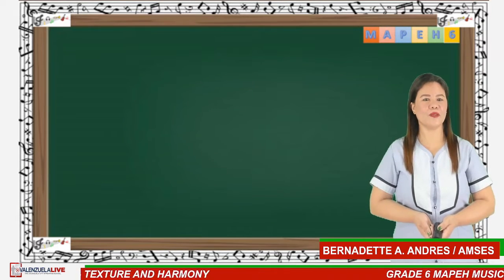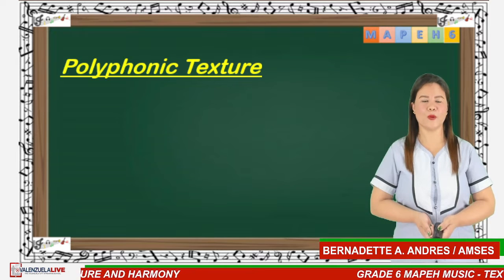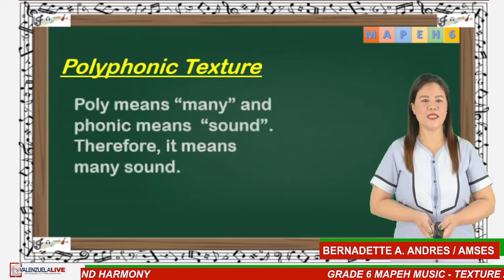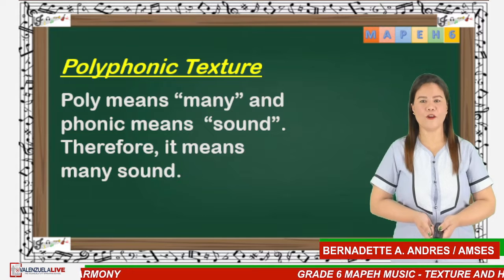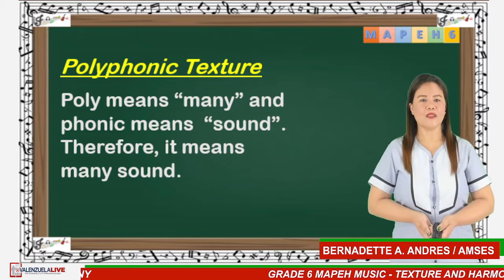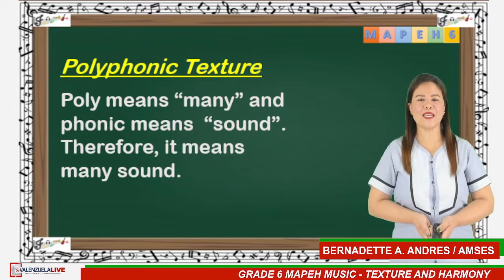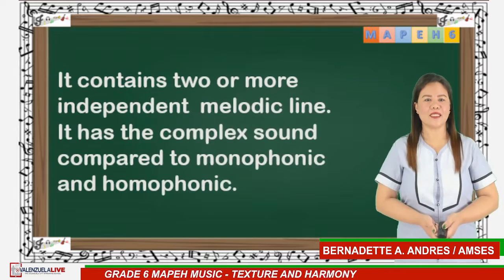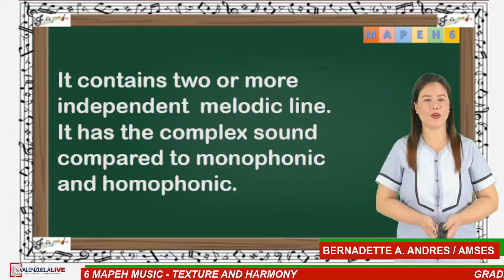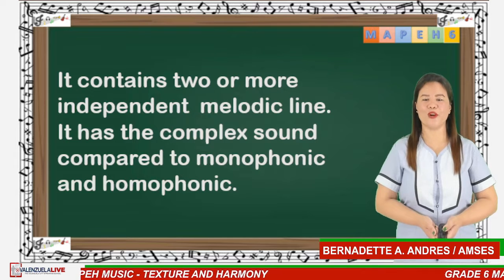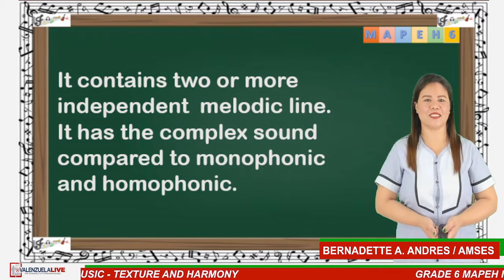Another example of musical texture is polyphonic texture. Poly means many and phonic means sound. Therefore, it means many sounds. It contains two or more independent melodic lines. It has a more complex sound compared to monophonic and homophonic.